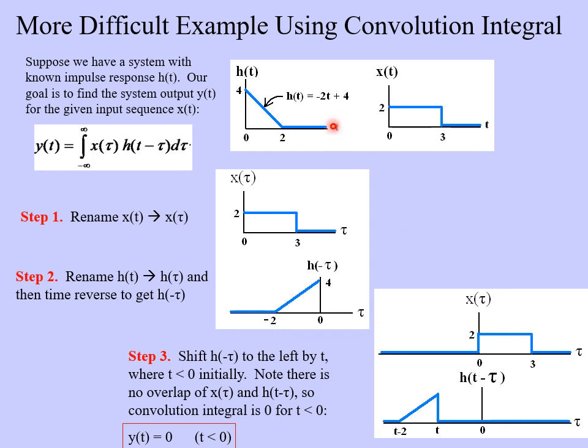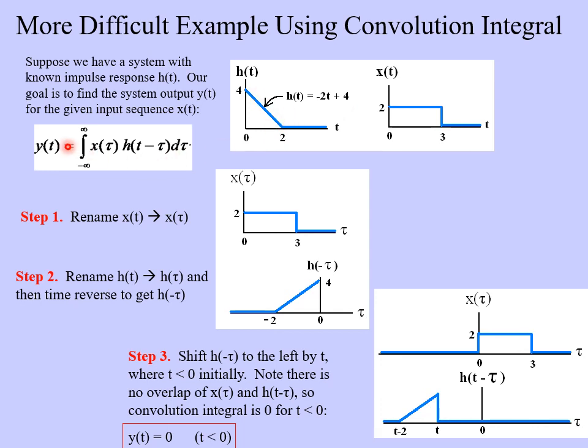So suppose in this case we have this input here, x of t, which looks simple enough. It's just a rectangular pulse of height 2, length 3. And let's say the impulse response looks like this. It is a linear function that starts at 4 and drops down to 0 when t is equal to 2. So functionally, this h of t is negative 2t plus 4. The slope is negative 2. The y-intercept is 4, which you can see readily from this graph.